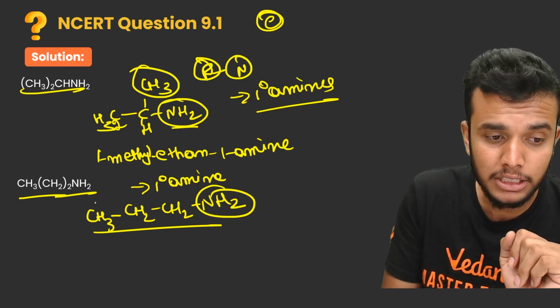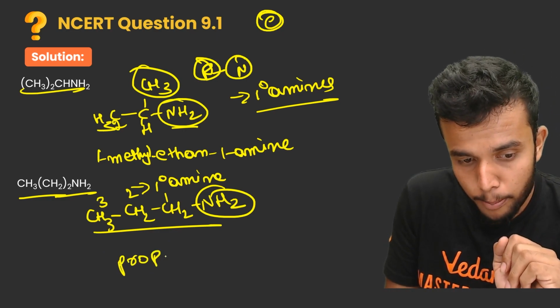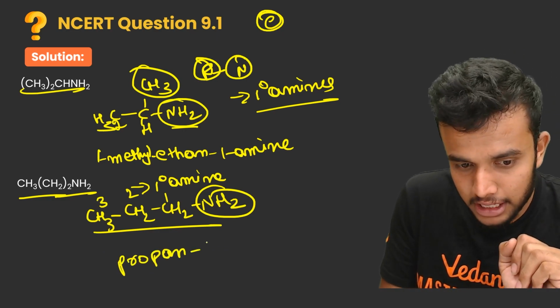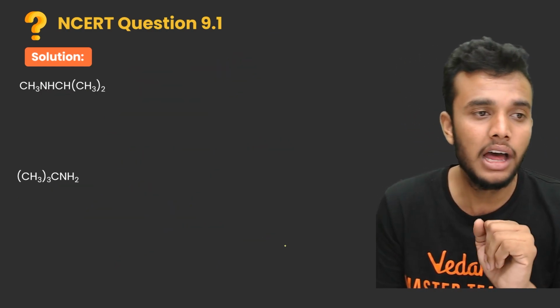Let's move to the IUPAC system. There are totally 3 carbon atoms. That's why propane, and at first position an amine group is there, right students? This is the IUPAC name. Let's move on to the third one.